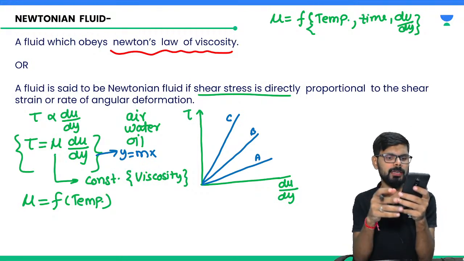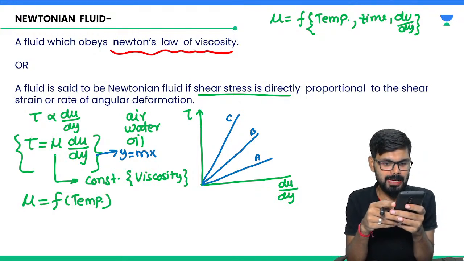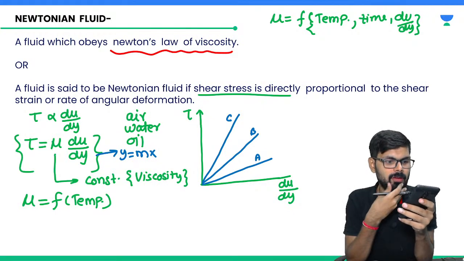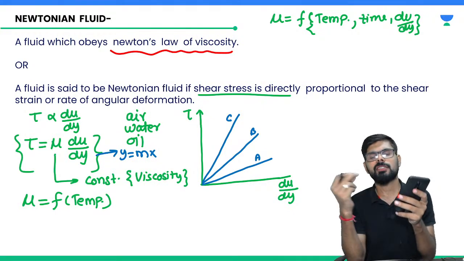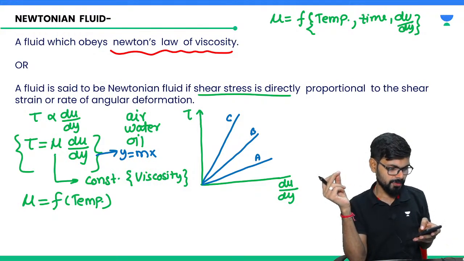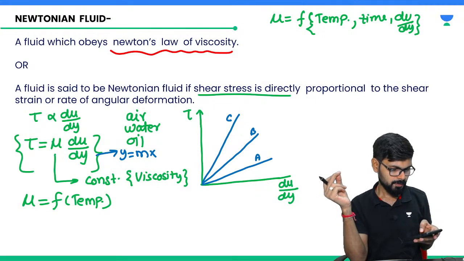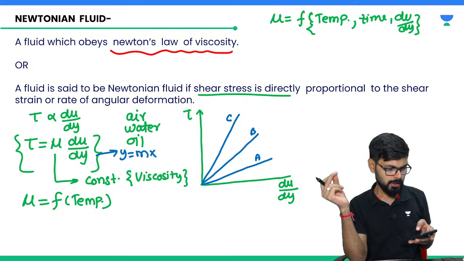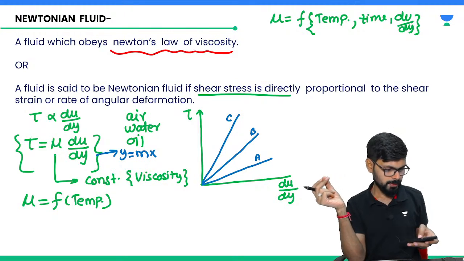Pradeep Sai said that A is air, B is oil, C is water. Fast, fast, everyone say that. Very good.